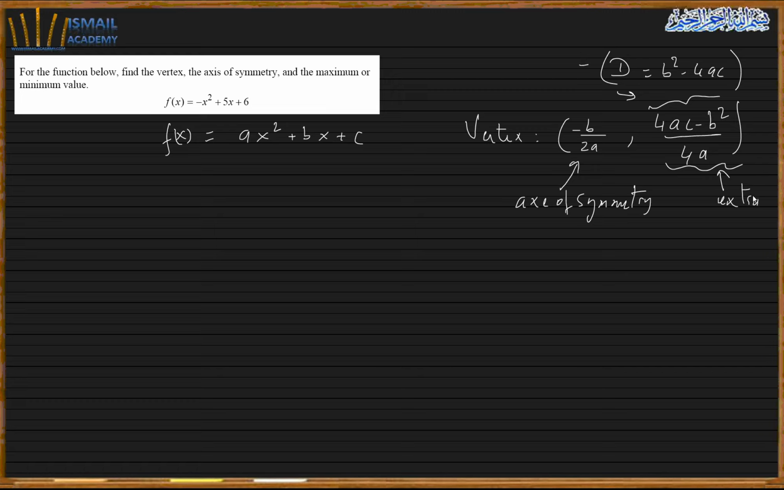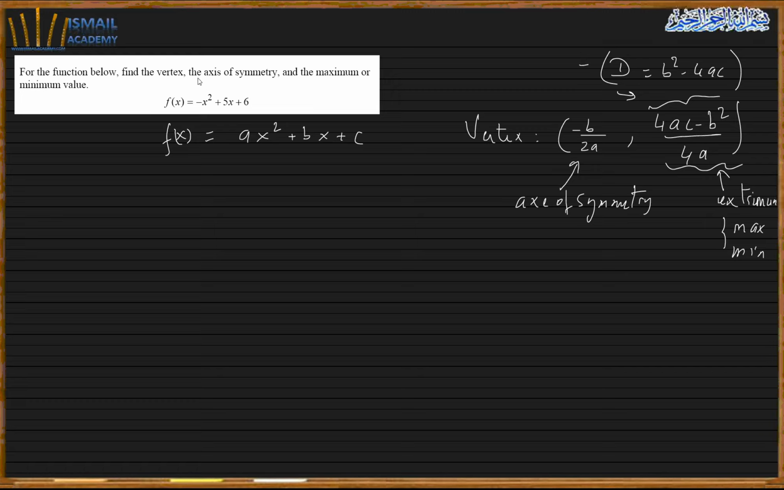So extremum, so either my max or my min. So that's the good thing about the vertex. You see, in fact, in this question, I just need to find out the vertex. The rest, from the vertex I will get it.